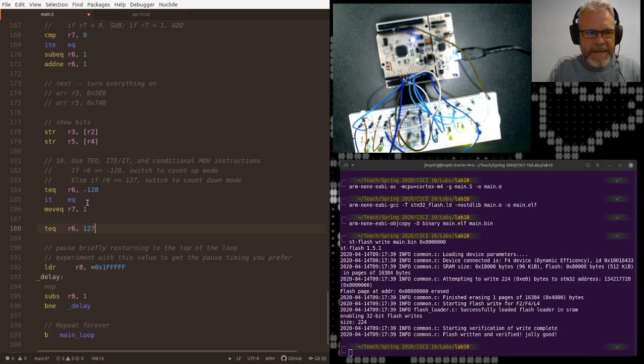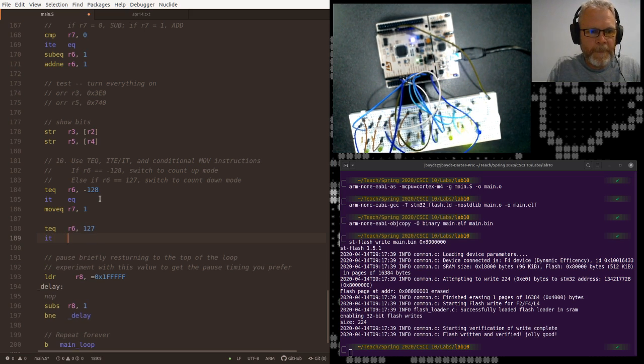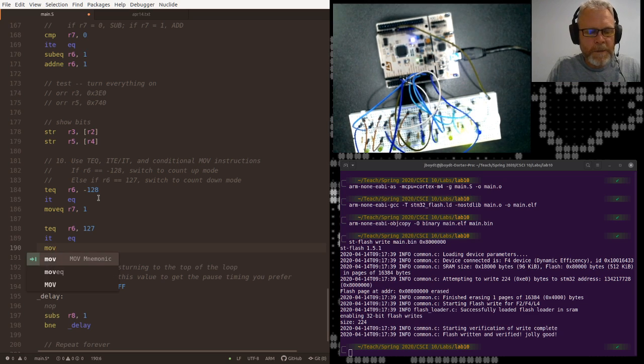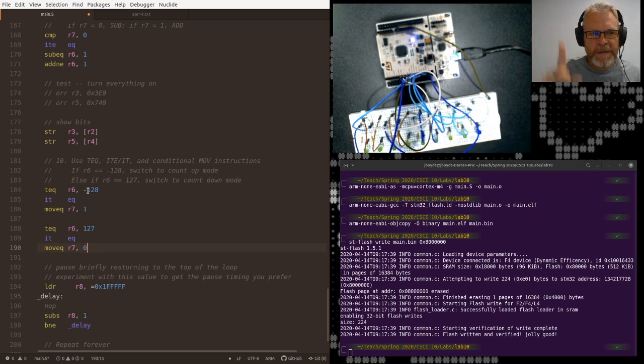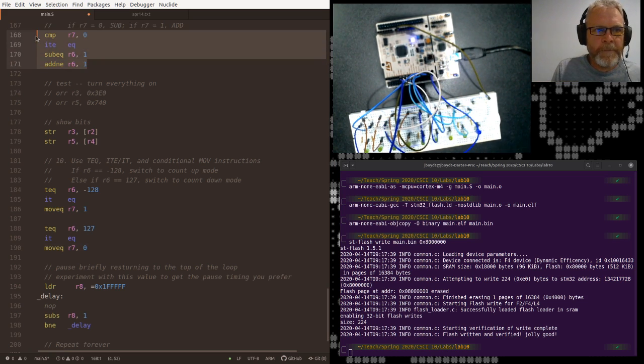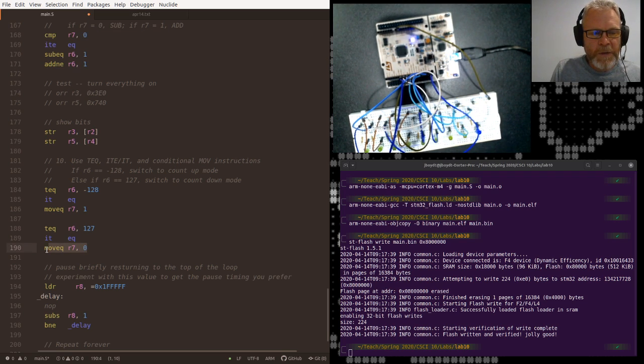If it's 127, then I need to make R7 be 0, that's going down. So R7 can only be 0 or 1. 1 means go up, which is add up here. 0 means go down, which is subtract up here.